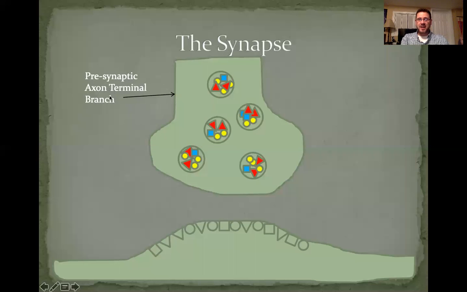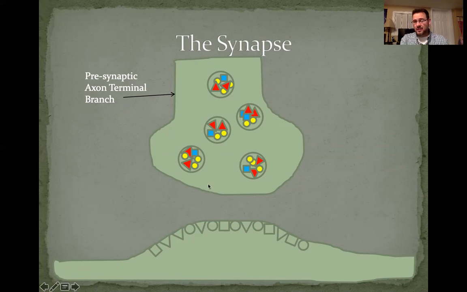This is the axon terminal branch. Okay, now back up a second. This whole area where an axon meets up with a dendrite, okay, we're keeping it simple, this whole area is called a synapse, okay? A synapse, in other words, is a connection between two neurons. That's what a synapse is, it's a connection.